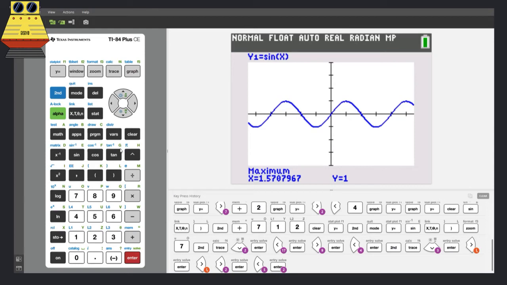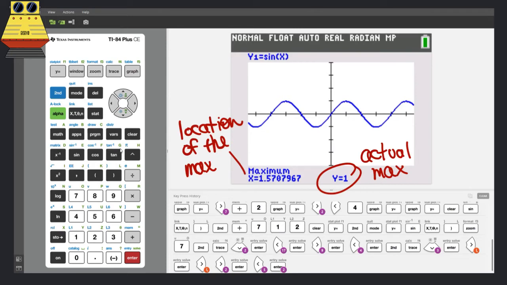Notice how it says maximum now, and right below it says x equals 1.57. That's the location of the max on the x-axis. So that's helpful sometimes. If I were to ask the question, where is the max? The answer would be 1.57. But if I ask the question, what is the max? The answer is 1. And you could pretty much see that clearly on the graph.